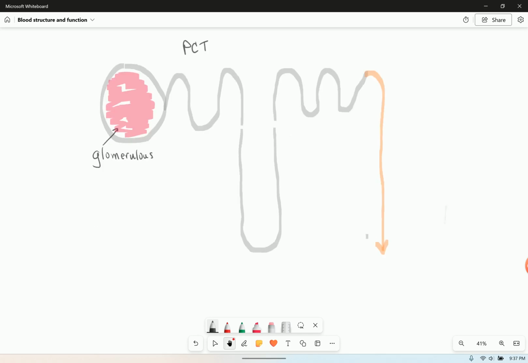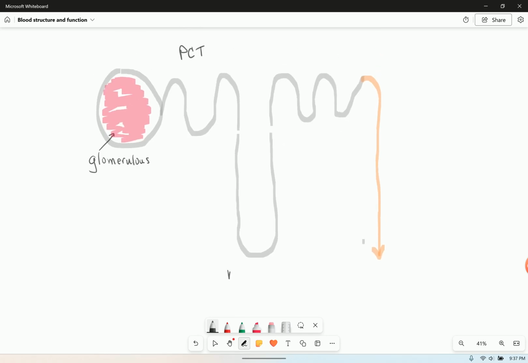And we have the nephron loop, also known as the loop of Henle, and the distal convoluted tubule, and the collecting duct. In the orange there. Okay, and then the collecting duct, all this will eventually spill into the urinary bladder.